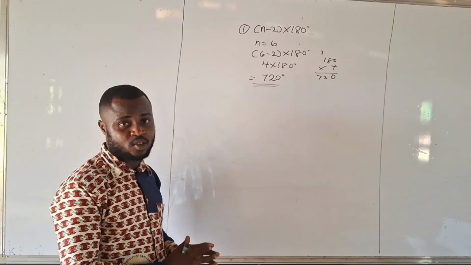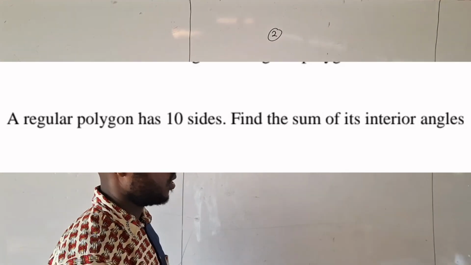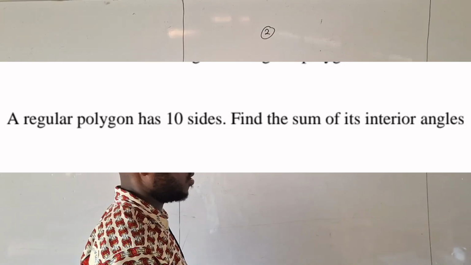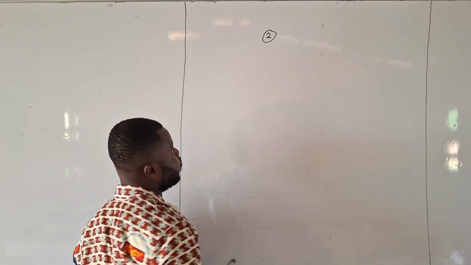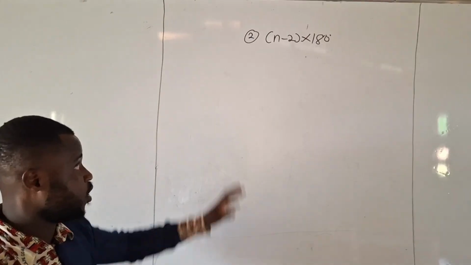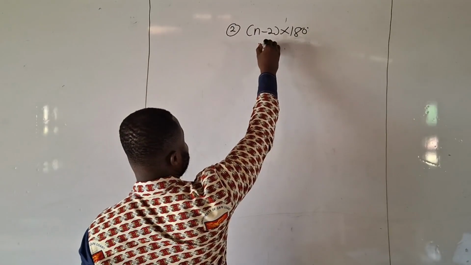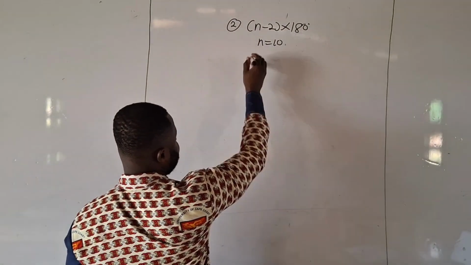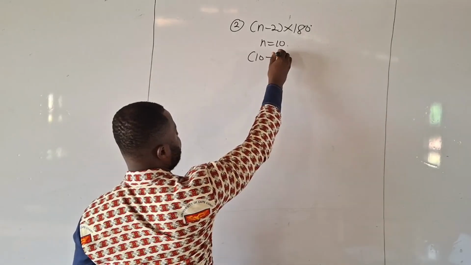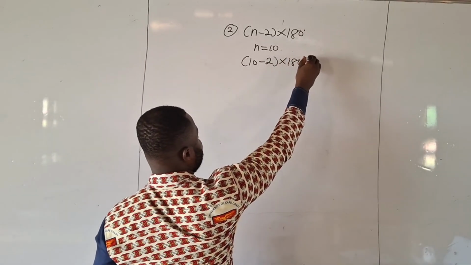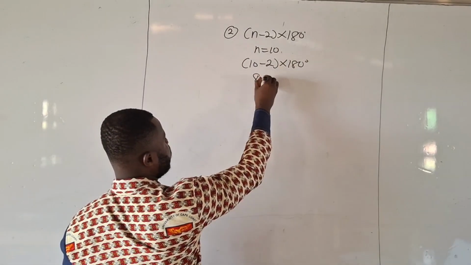We are taking the next question. The second question says that a regular polygon has 10 sides. Find the sum of its interior angles. So this is the formula, n minus 2 times 180. Here our n is 10. So we have 10 minus 2 times 180 degrees. This will give us 8 times 180.